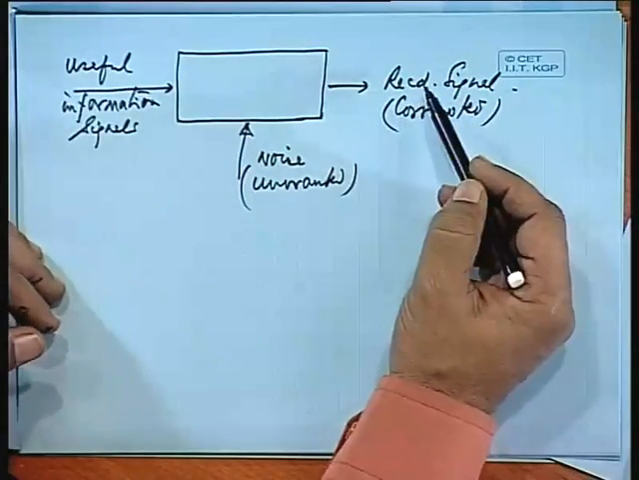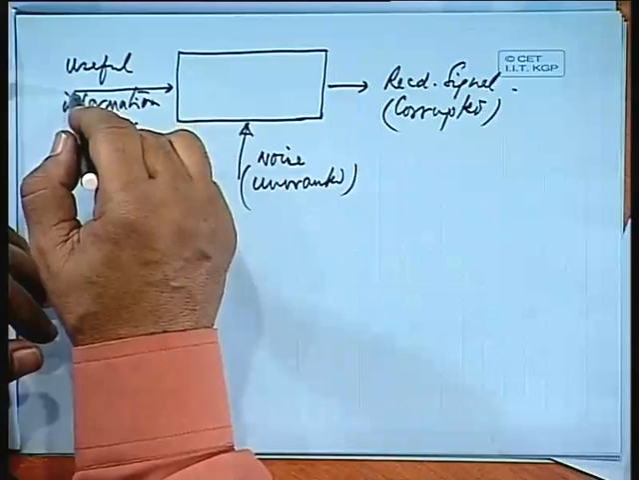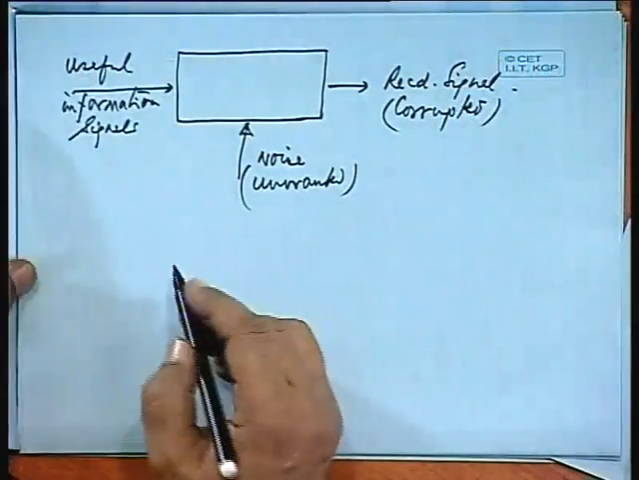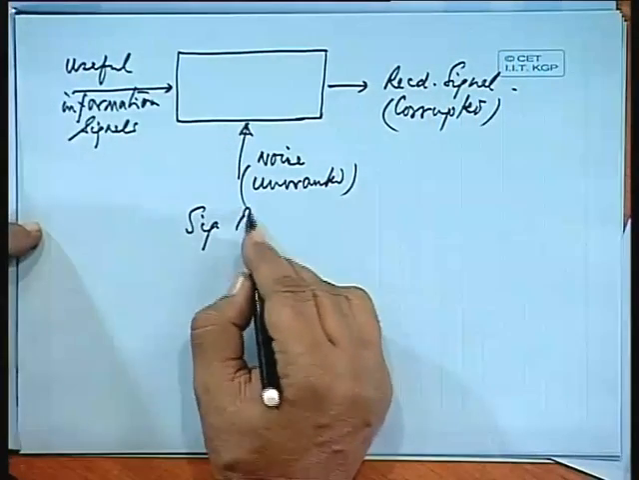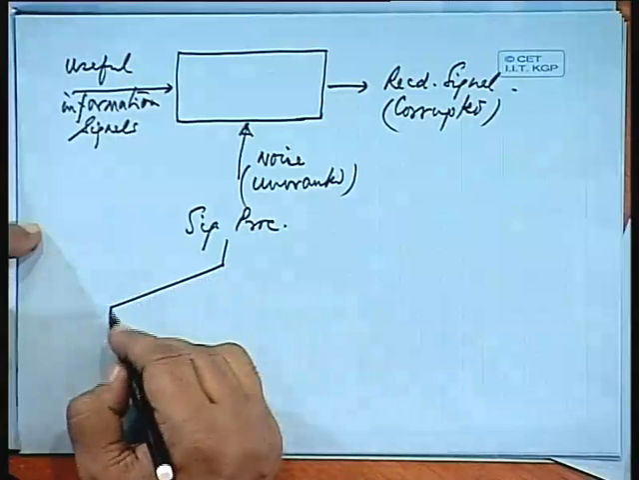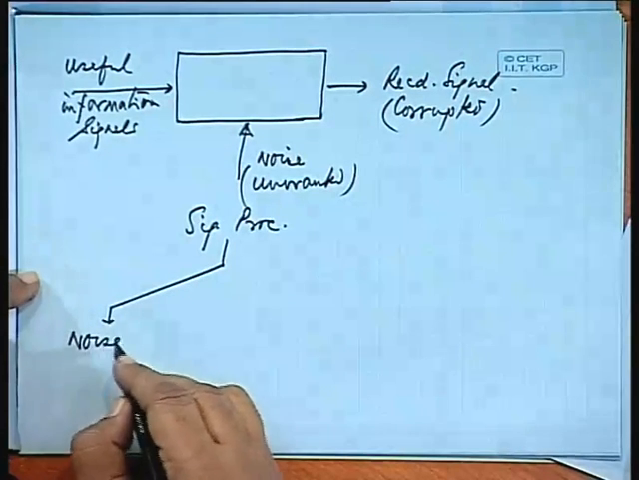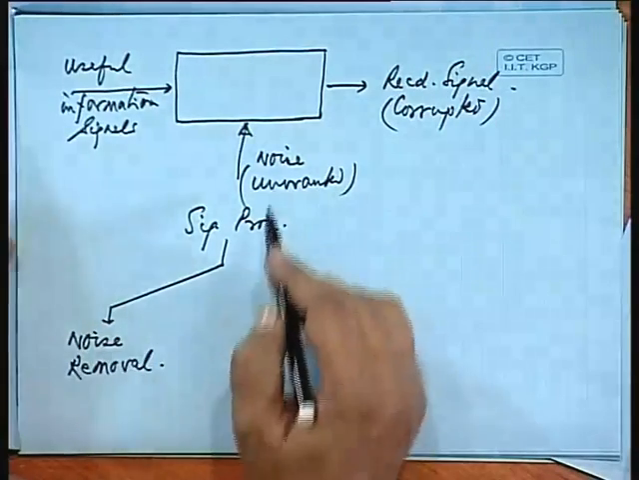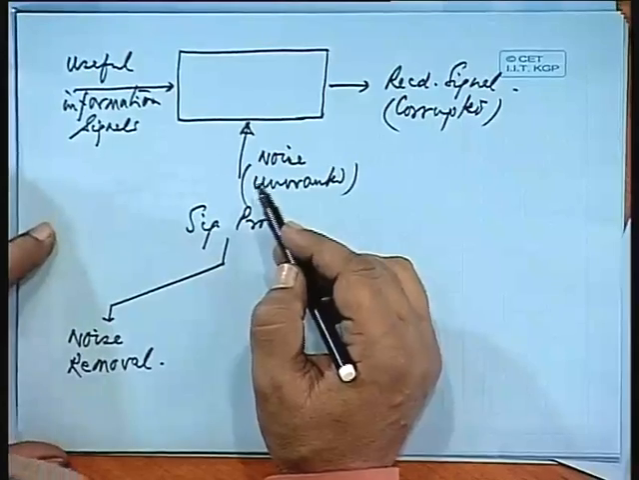Now, our main aim is to get hold of the useful information, all right, by some kind of processing. So signal processing is basically consisting of noise removal exercise. Since the knowledge about noise is not known, you may have just statistical information about noise. So, the total removal of the noise is also not possible, all right. Noise can be random, it can be a random phenomenon.